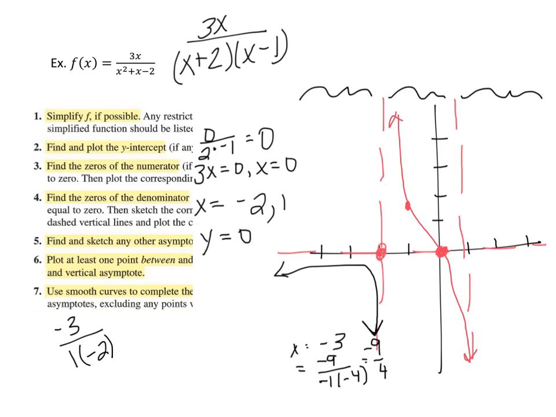Okay, in my right section, I can test x equals 2. So that would be 6 over 4 times 1. So 3/2 again. So when x equals 2, y equals 3/2. So I have to be above this asymptote. So 3 parts. The first left part was below, the middle part went through, and the right part was above.